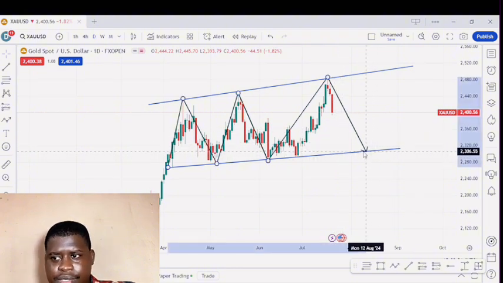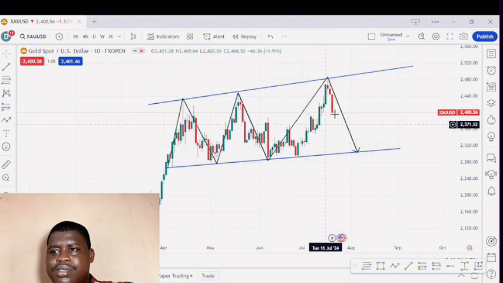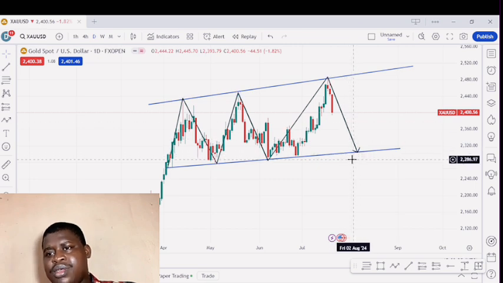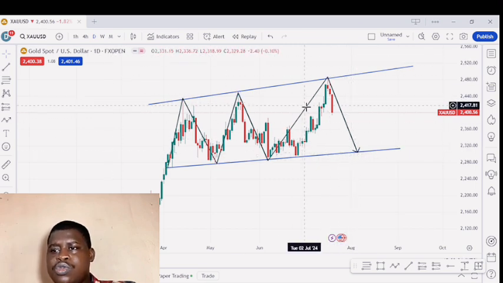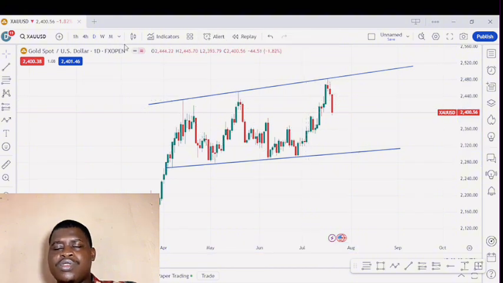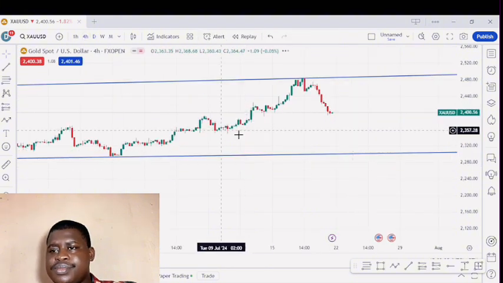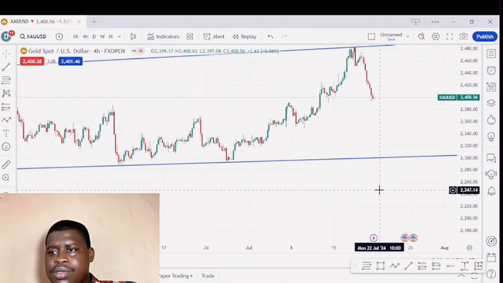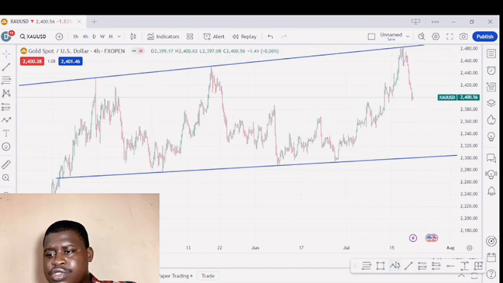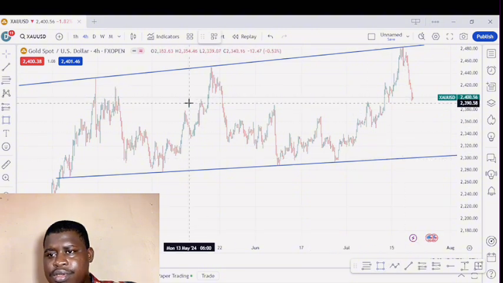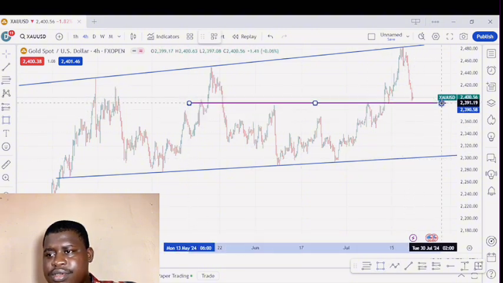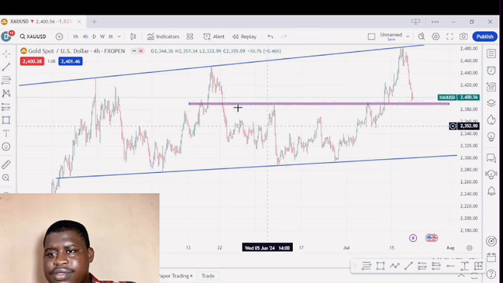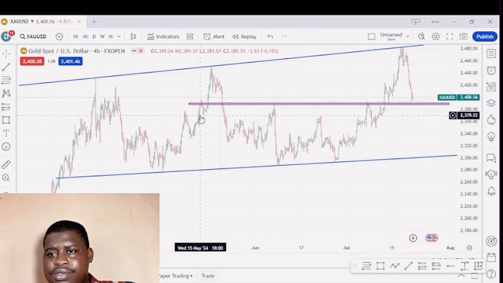So our next level might come back here. So let me scale down to the 4 hours time frame. Okay, the 4 hours time frame. Let me draw out this minor level here. There is a minor level here. See this minor level. It's a very strong level.